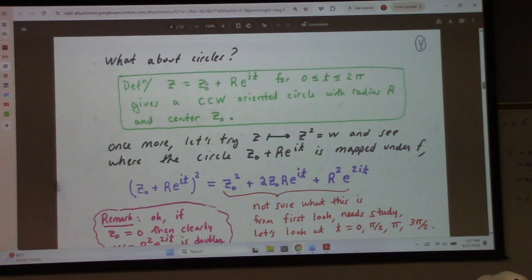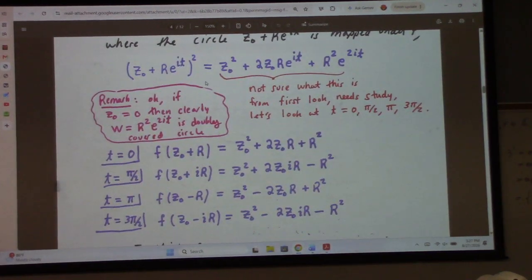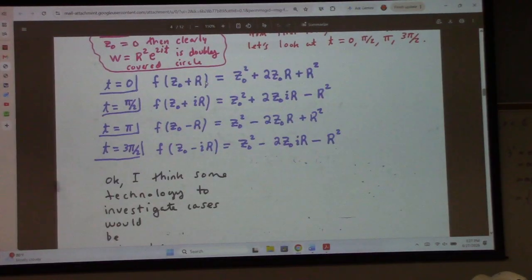I tried some things. Let me just try to look at 0, pi over 2, pi, 3 pi over 2. Maybe I can see something from that. And I was like, well, I still don't know. So at this point, I'm like, okay, fine, technology. So I'll show you that.